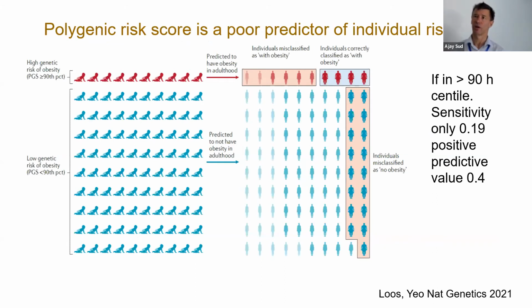And in fact, you can estimate that. Even if you're in the 90th centile for the genetic risk score, the positive predictive value is only 40%. So it's really very low and it's not very helpful. So anybody who goes suggesting that we can send your genes off to a laboratory and that we'll do a gene profile and tell you that you're likely to develop obesity or not, it's mostly nonsense.